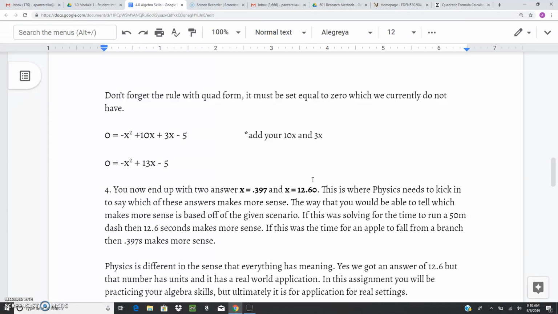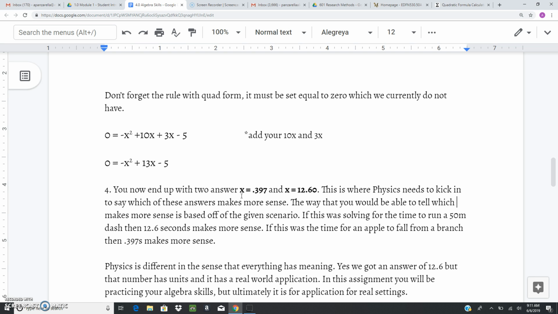Because like I said at the beginning, the answers that we get in physics have a purpose. They have a meaning. They are associated with something. They have units. Right now, the fact that these don't have units is bothering me because any number that we have should always have a unit with it. So if we were looking at something like that 500-meter dash, well, our answer would have to be that 12.6 because it doesn't make any sense for a time to be 0.397 seconds to run 50 whole meters.